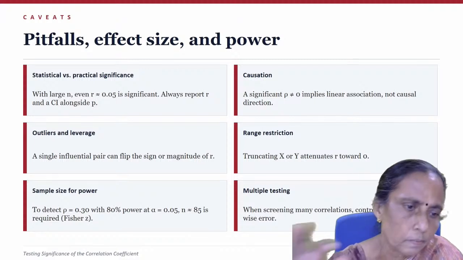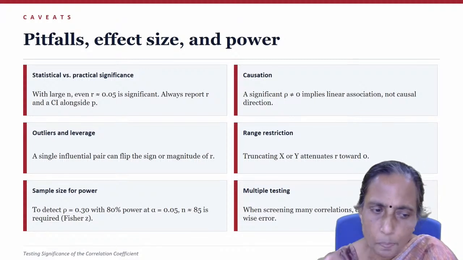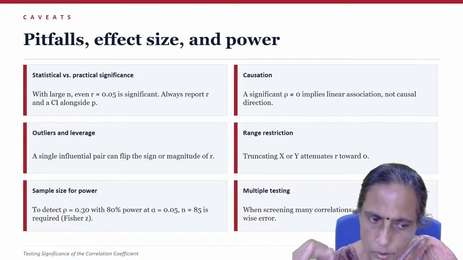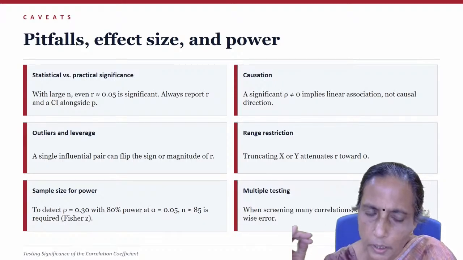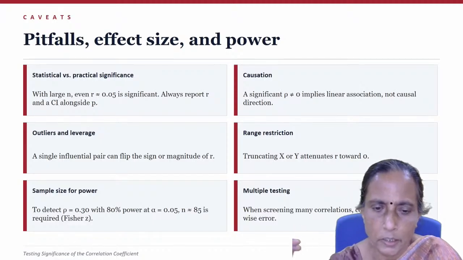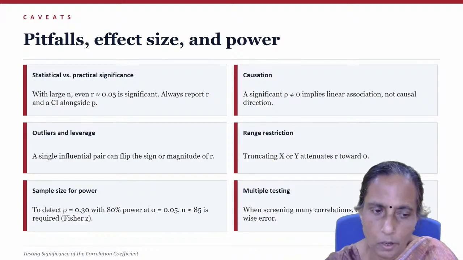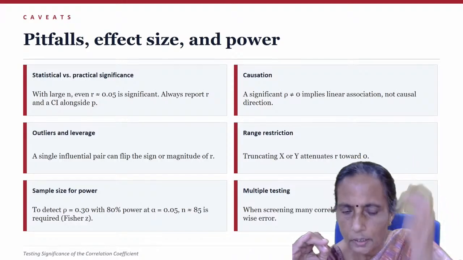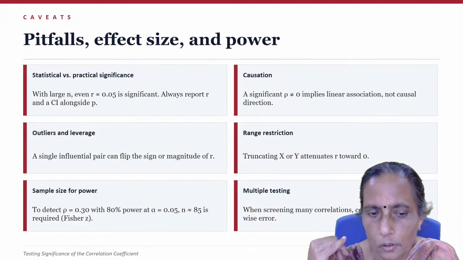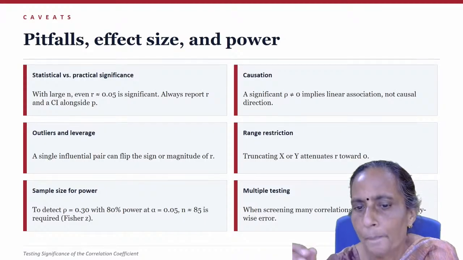Any non-normal observation, you may say. The sample size for power: to detect rho equal to 0.30 with 80% power at alpha equal to 0.05, N equal to 85 is required. Okay, so your sample size should be more for power.